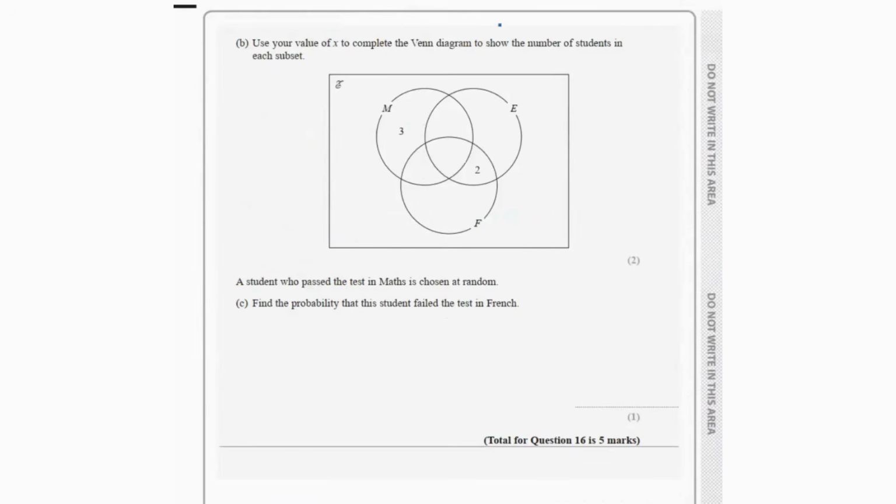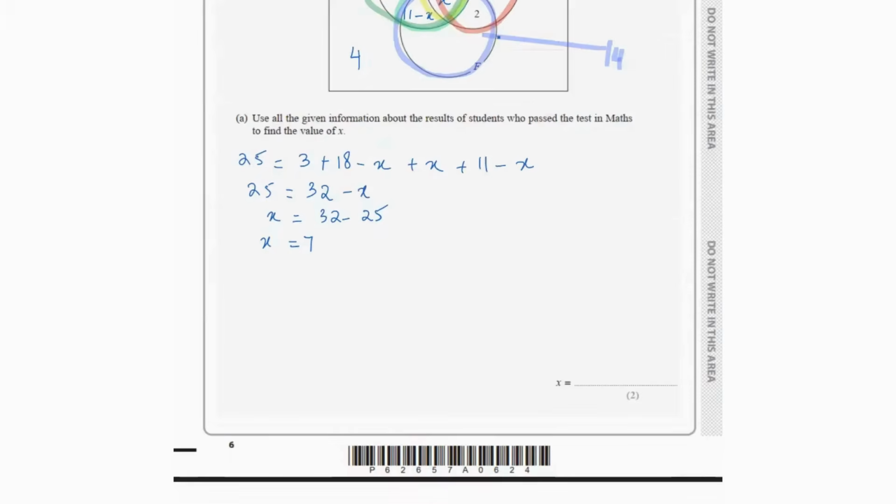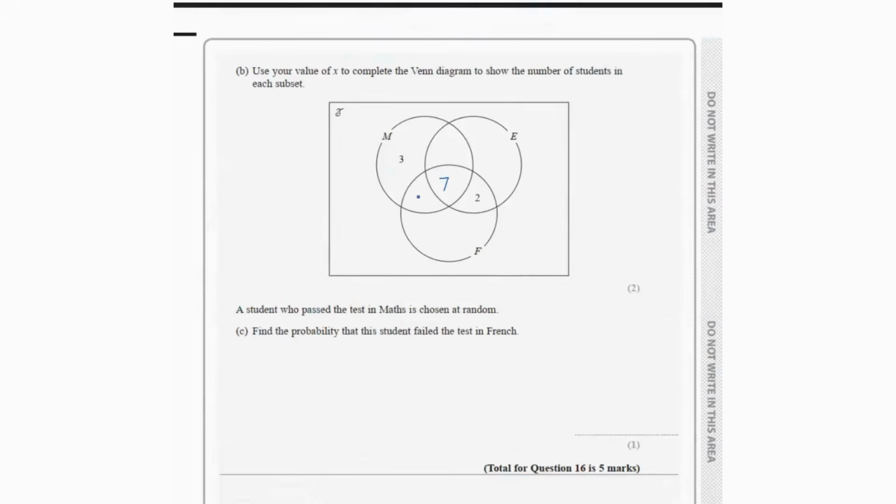Then use your value of x to complete the Venn diagram to show the number of students in each subset. So now we know that x is in the middle. This part will be 11 minus 7, which is 4. This was 18 minus 7, which is 11.